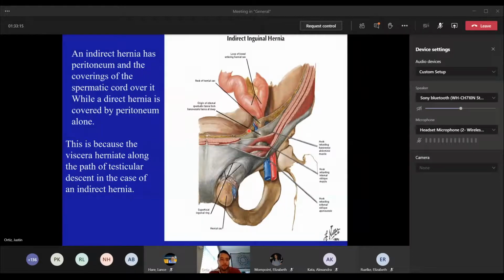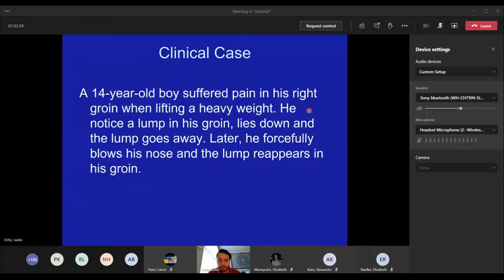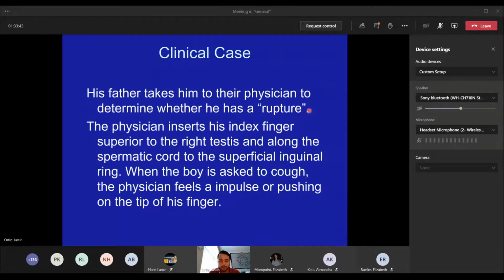Okay, so with indirect hernias, you're going to have peritoneum as well as the coverings of the spermatic cord, right? A direct hernia is only going to have a peritoneum. That makes sense, right? Because direct hernias are only going to be covered by peritoneum, but indirect hernias are covered by the peritoneum as well as the coverings of the spermatic cord, right? Because it's descending downwards. And this is just a clinical case that he went through.